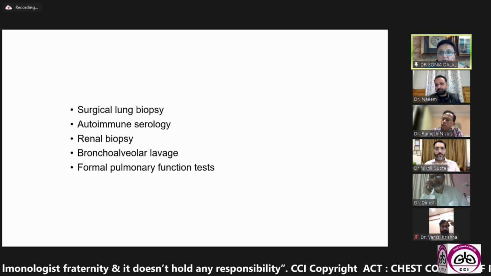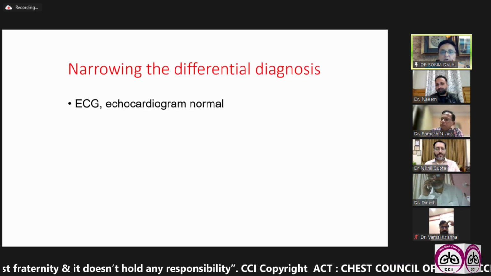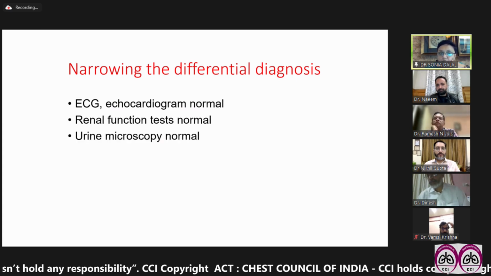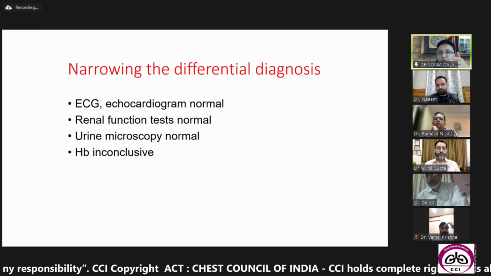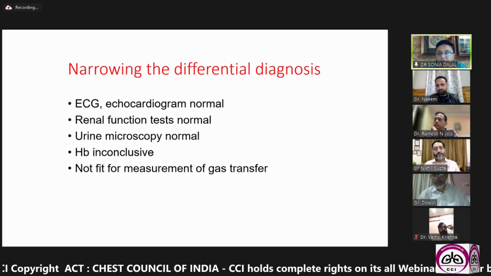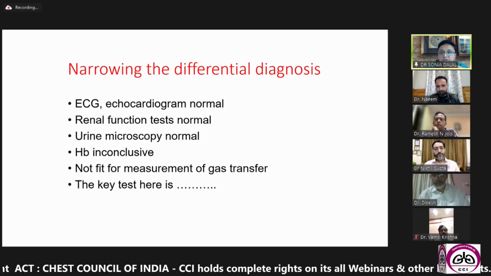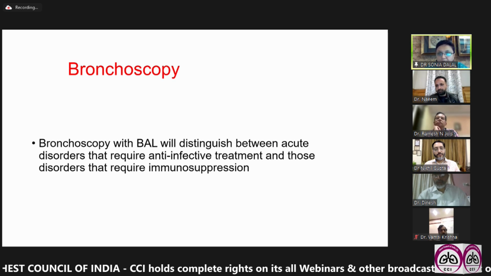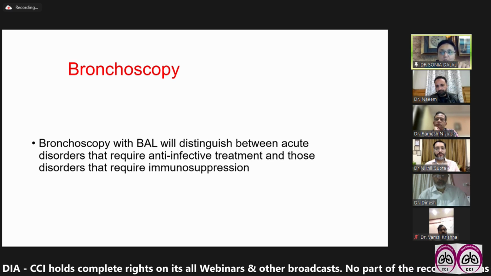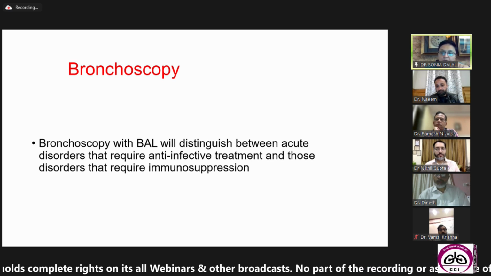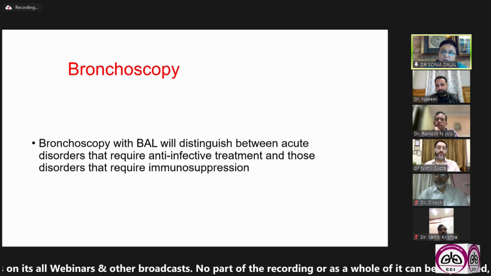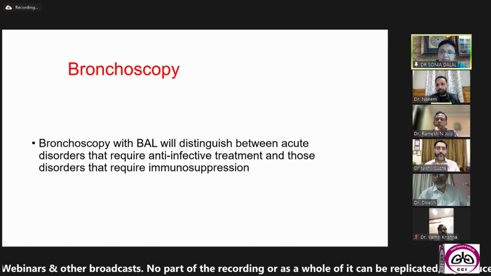All right, sir. So to give you the answer, the ECG and echocardiogram were normal. The renal function tests were normal. The urine microscopy was completely normal. Hb was inconclusive; I said it was 13. The patient was not fit for measurement of pulmonary function tests. So the key test over here is bronchoscopy, right? So bronchoscopy would help us. Here, I would like to add one thing. When you do a bronchoalveolar lavage, and if there is an alveolar hemorrhage, serial collections of the lavage will be more bloody. Absolutely.